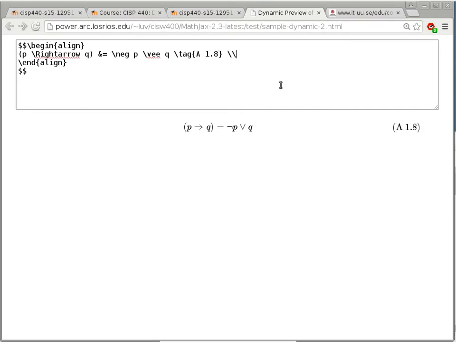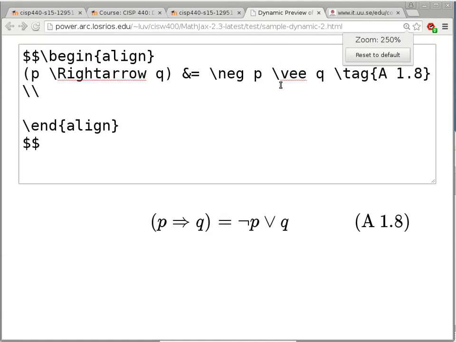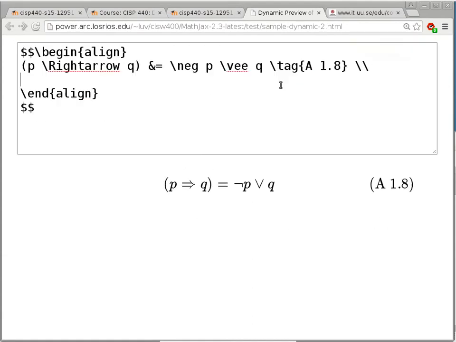And double backslash means open a new line. So now, in the equation area, it will open up a new line as well. And I'll go ahead and magnify a little bit, and everything actually magnifies pretty well too. That's good. It's all CSS stuff.